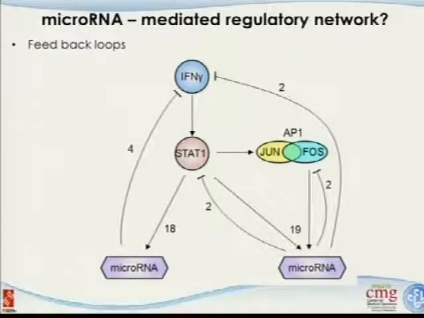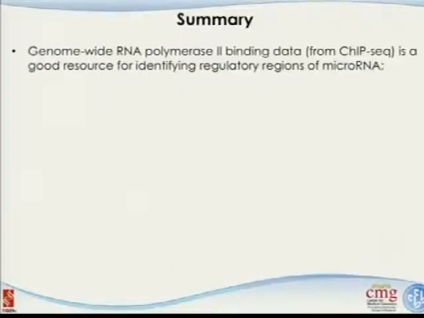So putting all these things together, we will be able to make a more meaningful network, which is interferon gamma activates STAT1, and STAT1 controls these microRNAs, and then some microRNAs will come back to regulate the interferon gamma. Others will control STAT1, AP1, and the interferon gamma. So you can see this type of network can give biologists more choices to design further experiments in their study.